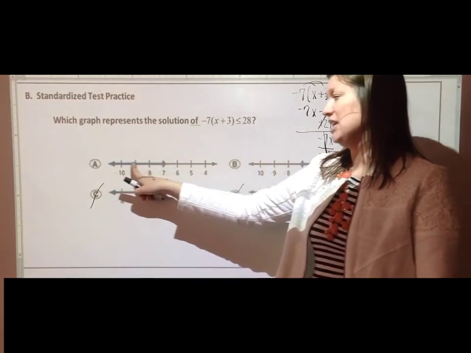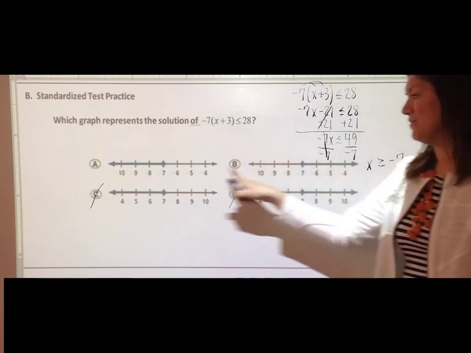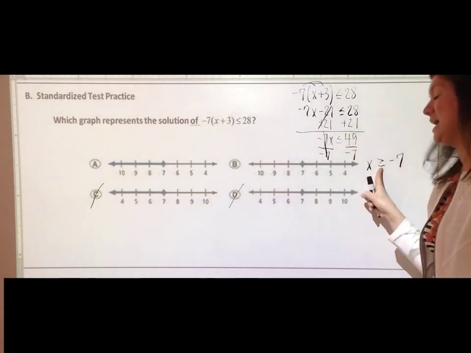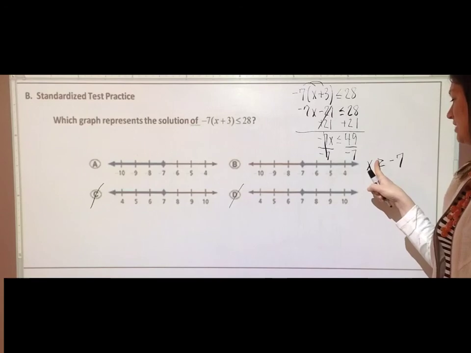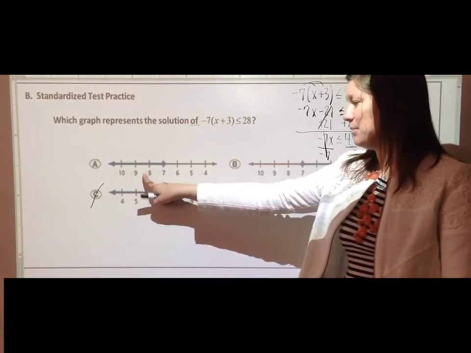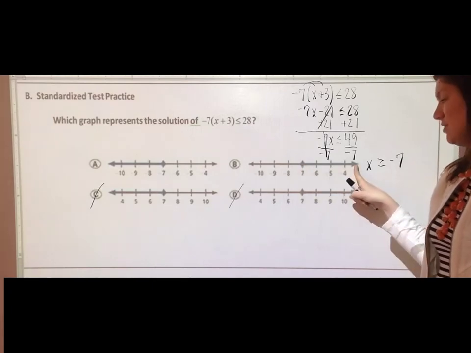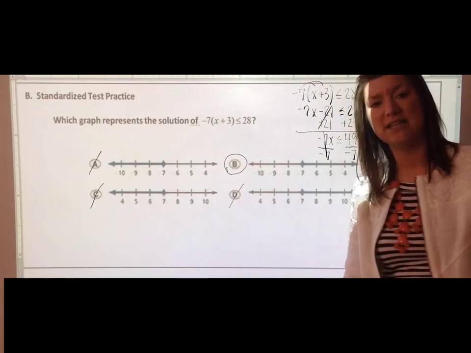-7, all shaded is less. -7, all shaded is above. And both of them are closed circles. And I can see that that's not going to separate which one I answer because they're both closed circles. I just have to read this correctly. X is greater than -7. I need the numbers that are greater than -7. So hopefully you can see the numbers that are greater than -7 is B. So A is out. B is the correct answer for this.